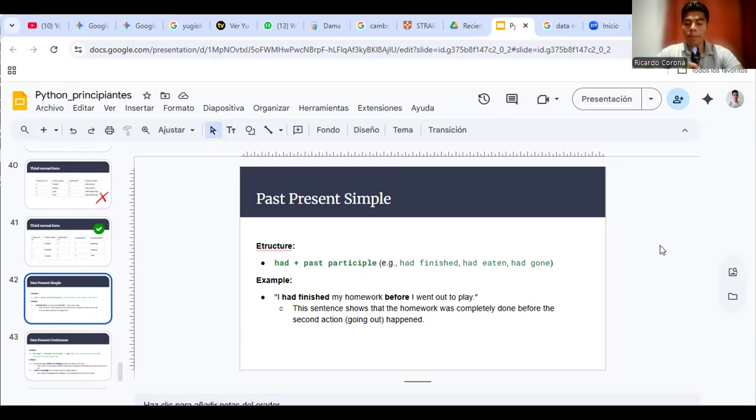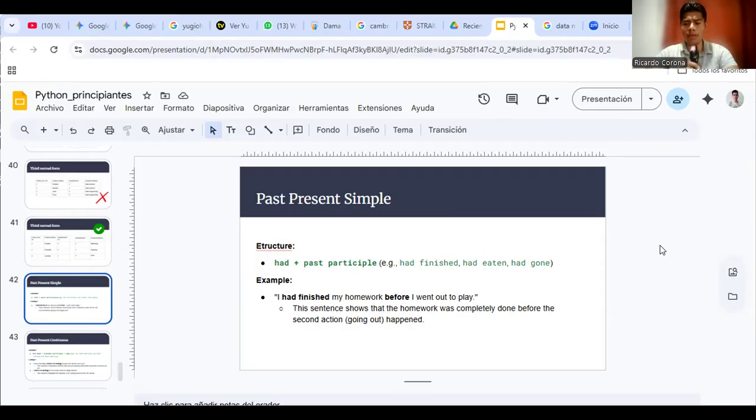This sentence means that before I went out to play with my friends, I did my homework, and the correct tense uses had followed by the verb in its past participle.